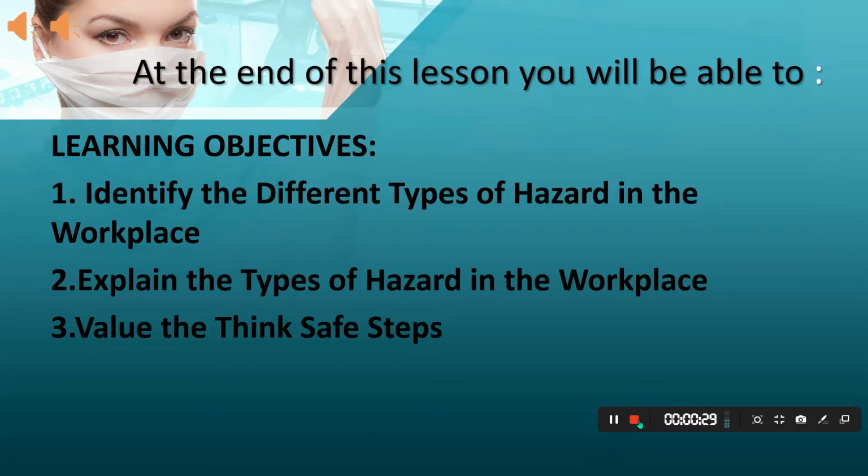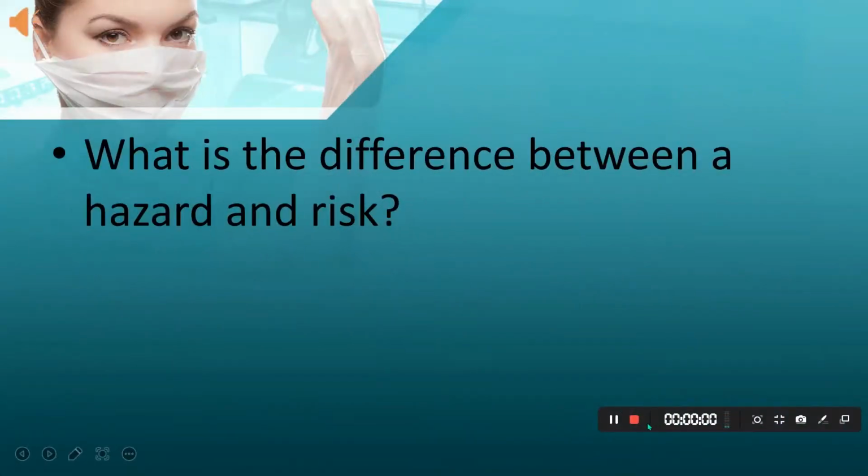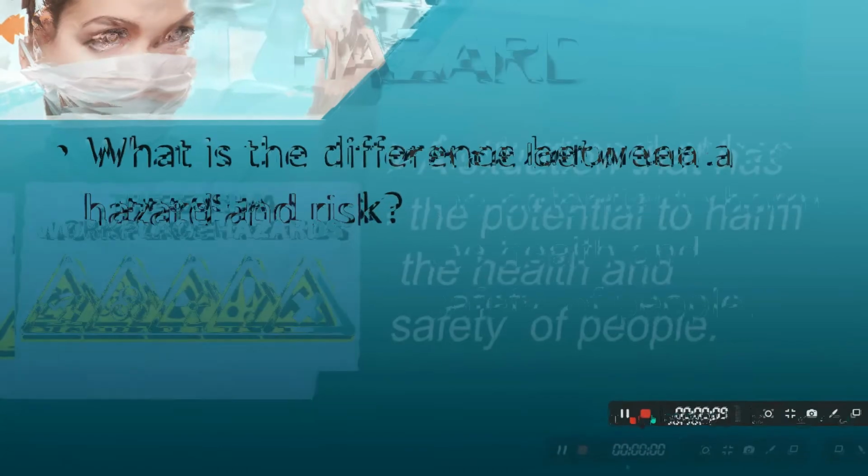At the end of this lesson, you will be able to: number 1, identify the different types of hazard in the workplace. Number 2, explain the types of hazard in the workplace. And number 3, value the think safe steps. Before we begin our new lesson, let's have a short review. What is the difference between a hazard and risk?